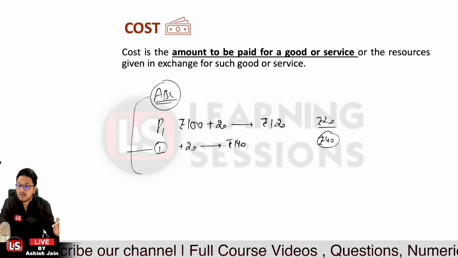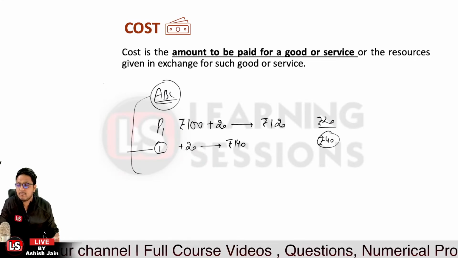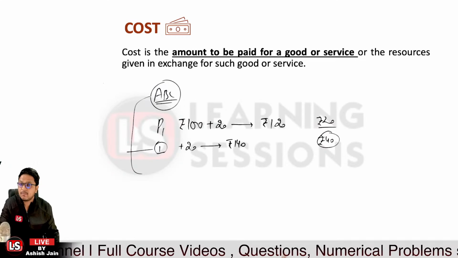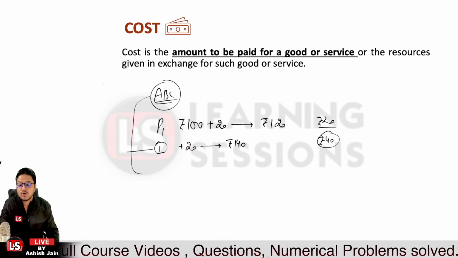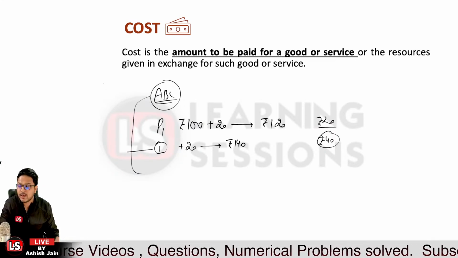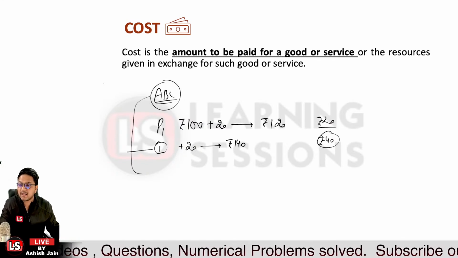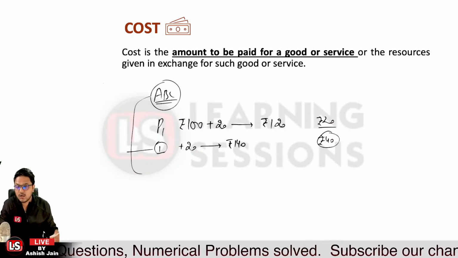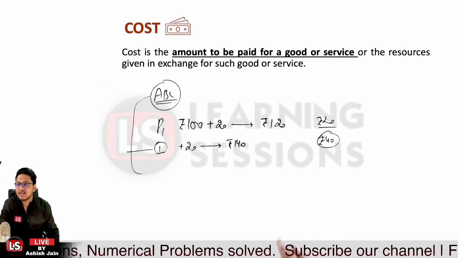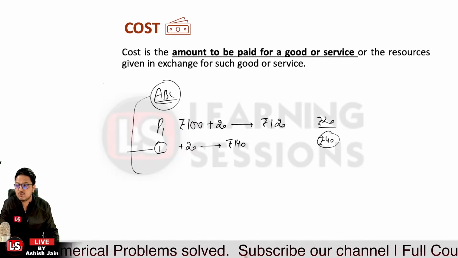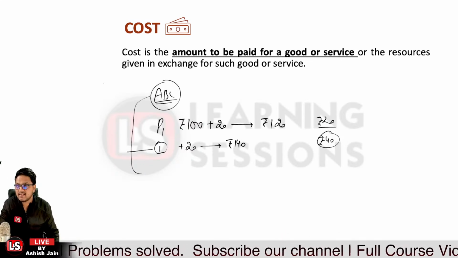Now, it may not always be possible for the company to increase the prices of its products, because they need to look into different market conditions, at what price their competitors are selling the products, and different situations. They cannot just increase the prices as such.